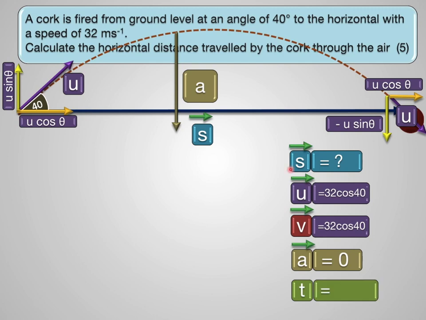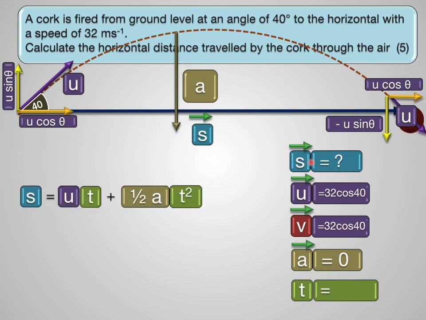So let's start from the question. You are asked to find a horizontal distance. I am writing an equation horizontally because this is the only equation you can write horizontally. But remember, the acceleration horizontally is zero. We have already written that it's zero. So the equation becomes just ut. But remember, horizontal u is u cos theta.